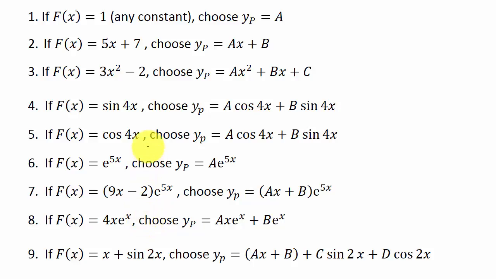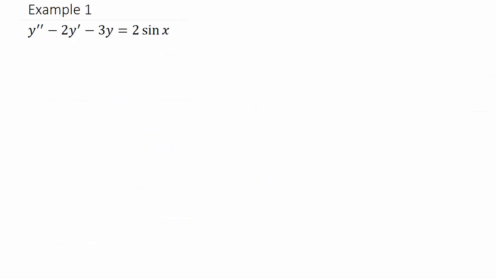So let's go ahead and take a look at an example. Here we're going to solve y double prime minus 2y prime minus 3y equals 2 sine x. Before we guess our y sub p, the first thing we need to do is find the general solution. We need to find the solution to y double prime minus 2y prime minus 3y equals 0.